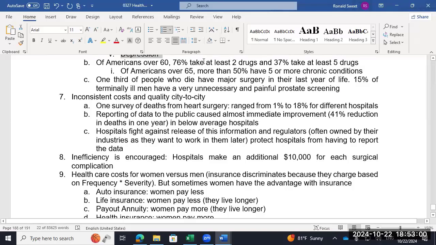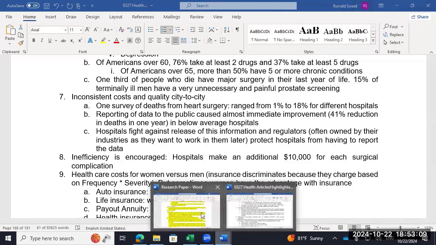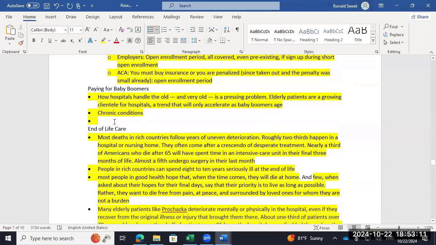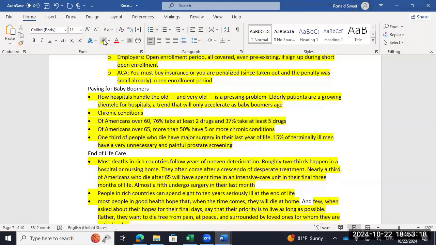Americans over 60, 76% take at least 2 drugs. This one could probably work pretty well. These last 2 could probably work under the baby boomers. One-third of people who die have major surgery in the last year of life. 15% of terminally ill men have a very unnecessary and painful prostate screening. I mean, they're terminally ill. They're going to die of something. Why test them for prostate?